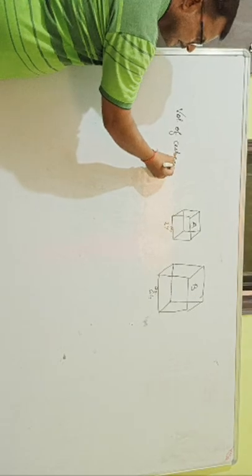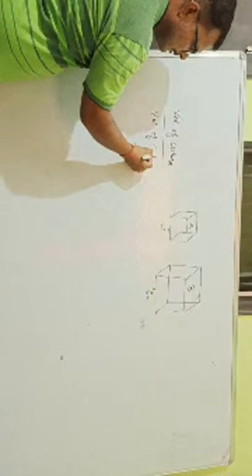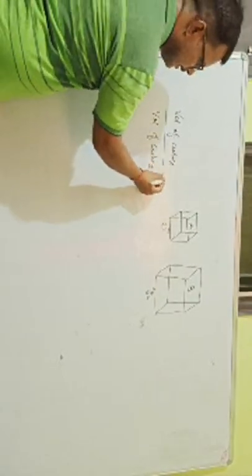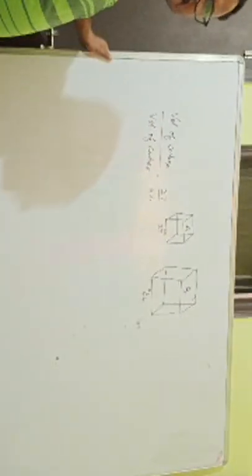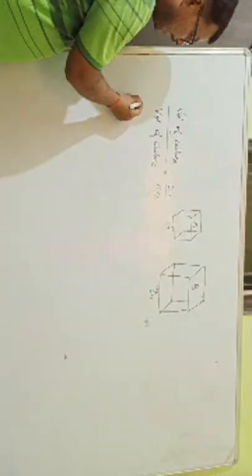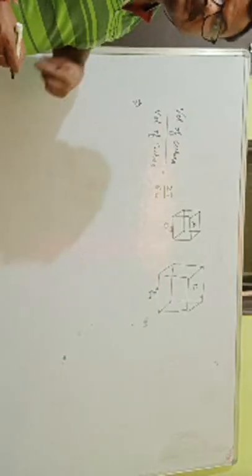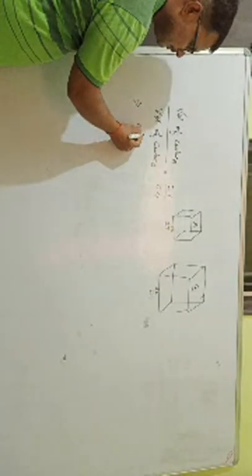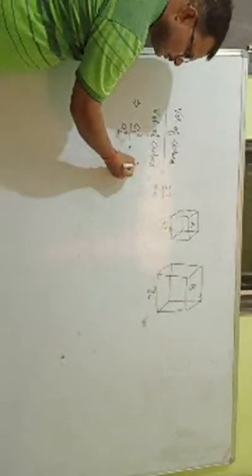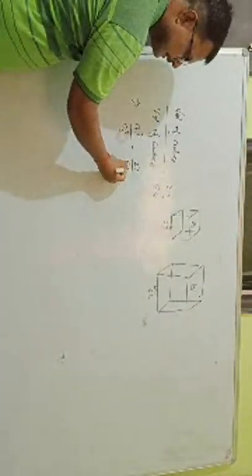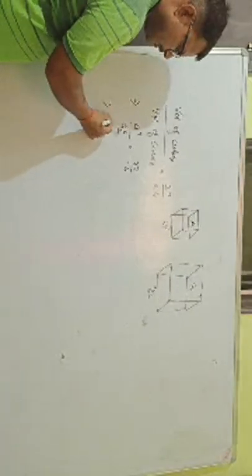See, volume of cube A upon volume of cube B is equal to 27 upon 64, which is given already. Clear? And how to calculate the volume of a cube? Edge cube, meaning side cube. Here, A1 cube upon A2 cube is equal to 27 upon 64. Now you can write here A1 upon A2 whole cube.